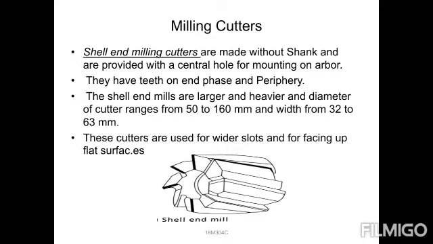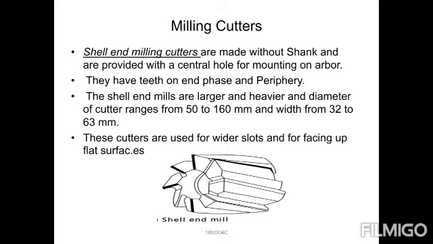Next one, the shell type. Shell end milling cutters are made without a shank, right? It is fixed on an arbor. It is mounted on an arbor. They have teeth on the end face and periphery.